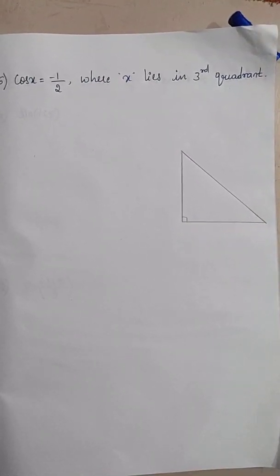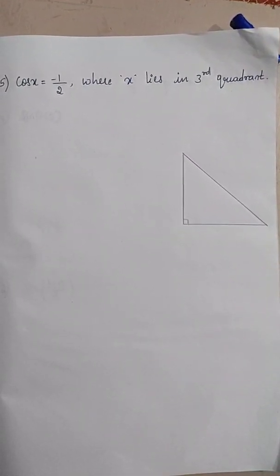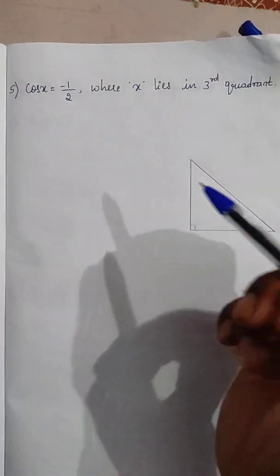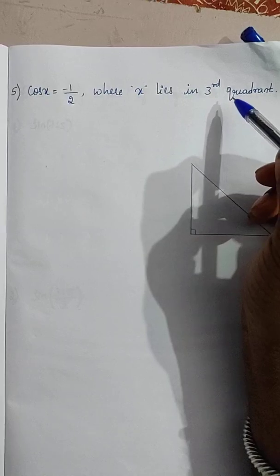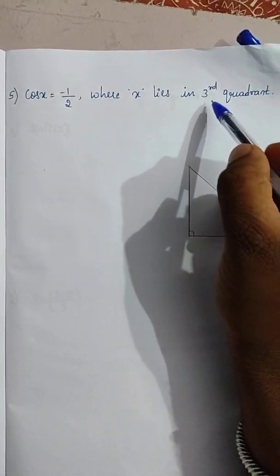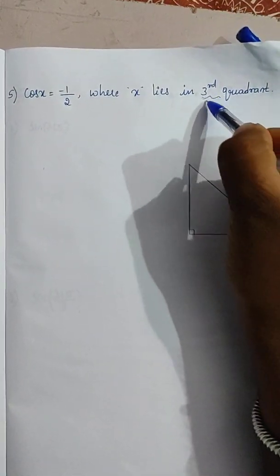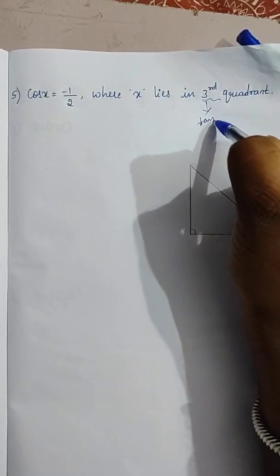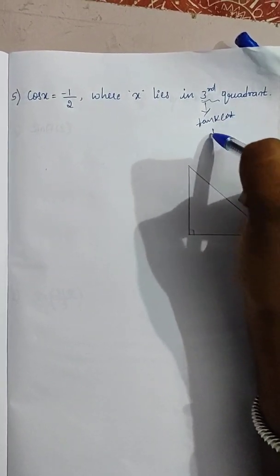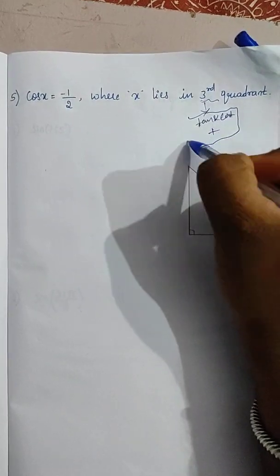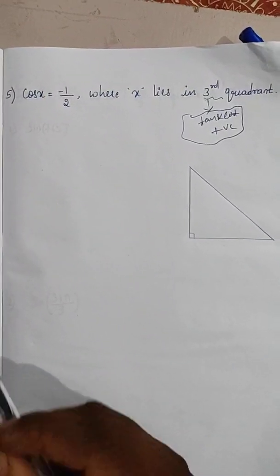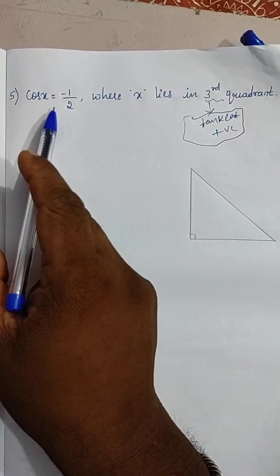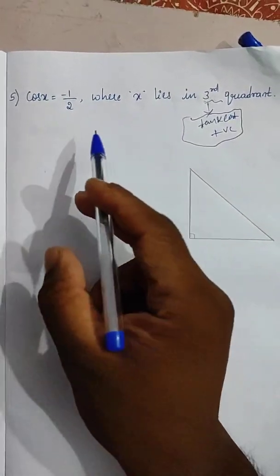Okay students, so we will solve the last problem of today's class. Here we have cos x is equal to minus 1 by 2, where x lies in the third quadrant. Since x lies in the third quadrant, tan and cot are positive. Except for tan and cot, all are negative. So tan and cot are positive. Your cos will become what? Negative.